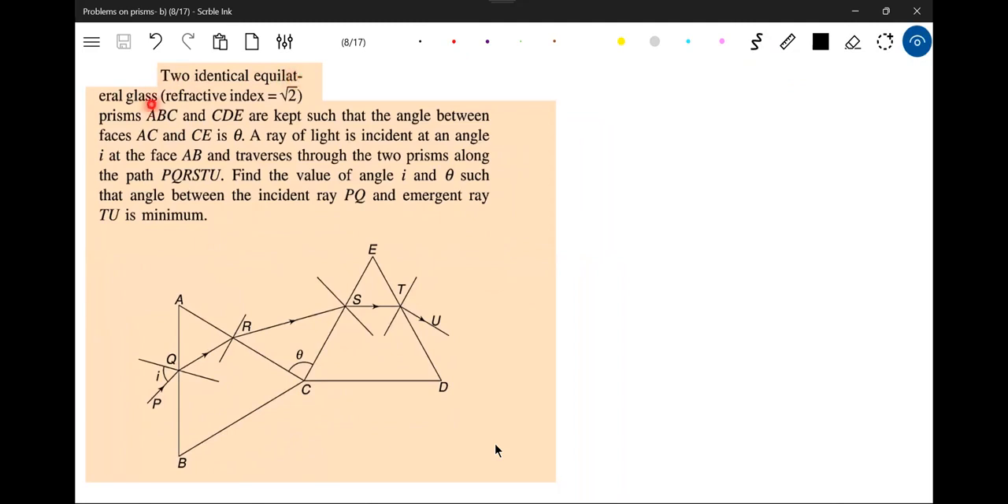Two identical equilateral glass prisms ABC and CDE are kept such that the angle between the faces AC and CE is theta. A ray of light is incident at an angle I at the face AB and traverses through the two prisms along the path PQ. Find the value of angle I and theta such that the angle between the incident ray PQ and emergent ray TU is minimum.